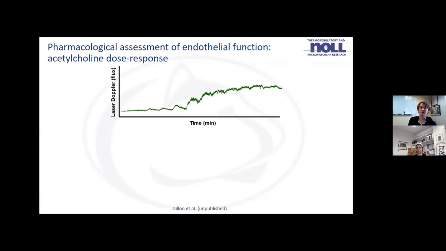What we observe is that we want to take our values after we reach a nice steady plateau. So each one of these bumps here corresponds to about 15 minutes, a period of time as we're perfusing acetylcholine through that microdialysis probe. And at the end, we perfuse sodium nitroprusside to obtain a maximal vasodilation for normalization purposes for the data.